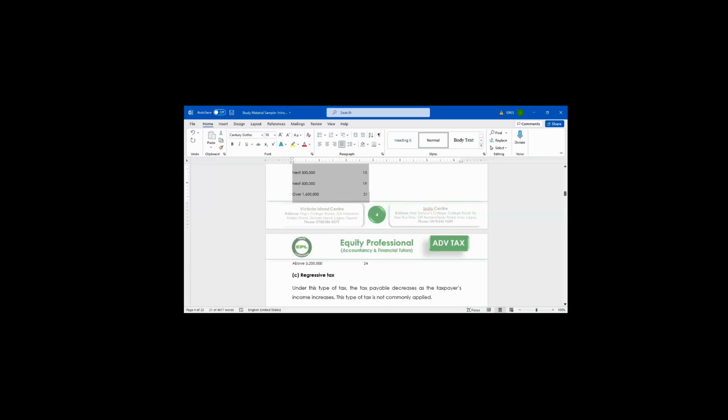That means it's progressive. As the income is going up, the tax rate too is going up.